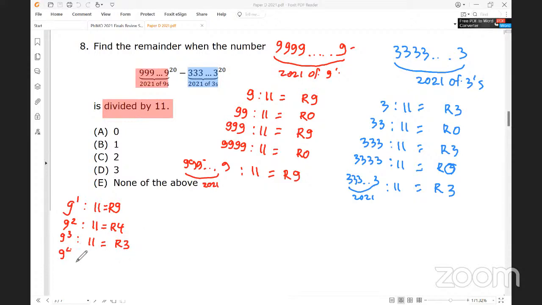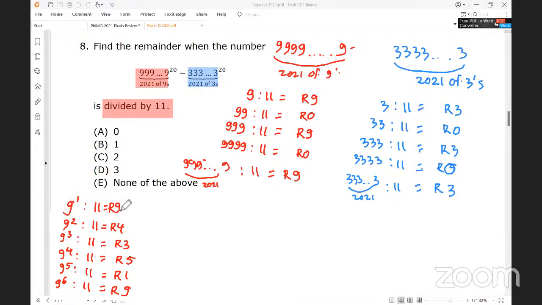9 to the power of 4 divided by 11, then the remainder is 5. 9 to the power of 5 divided by 11, then the remainder is 1. Then 9 to the power of 6 divided by 11, the remainder is 9. Okay, so like this. Of course, in practice you can use a calculator, but in the competition, you cannot use one.